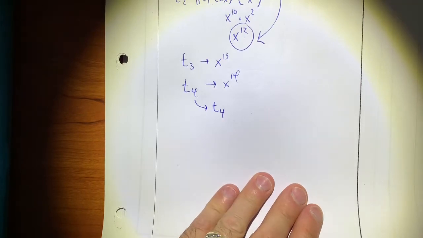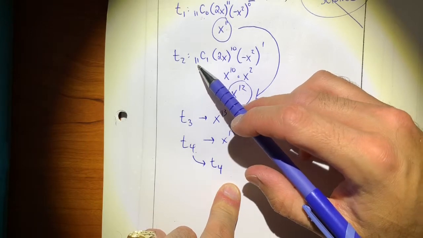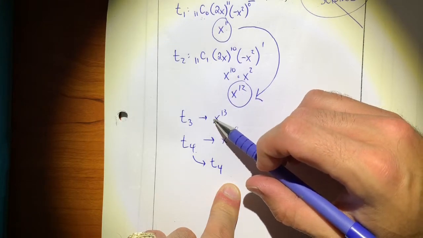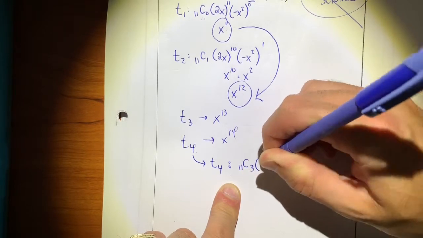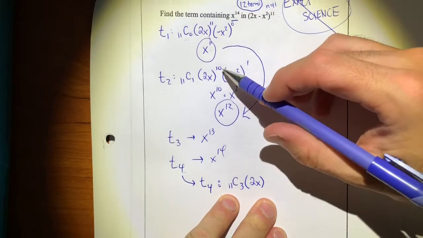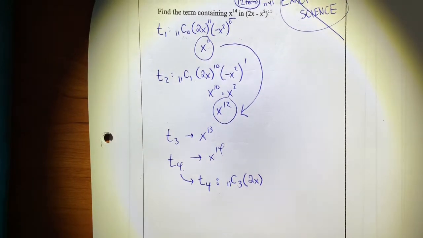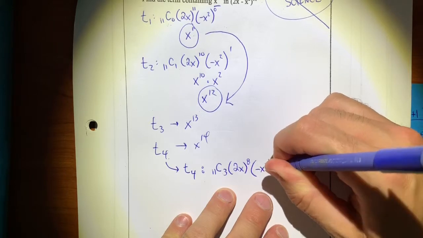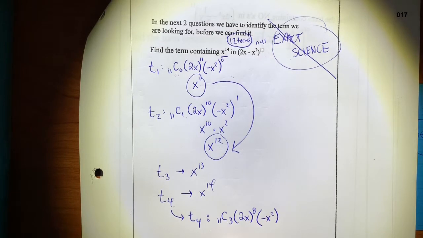So okay, doing term 4, I'm just going to use what I know from yesterday. So term 2 is 11c1, and then term 3 would be 11c2, so term 4 is going to be 11c3, and that's going to be 2x raised to some power. Term 2 was power of 10, term 3 would have been 9, term 4 is going to be raised to the power of 8, and then my b value is negative x squared, and it's going to have a value of, let's see, it was 1 on term 1.